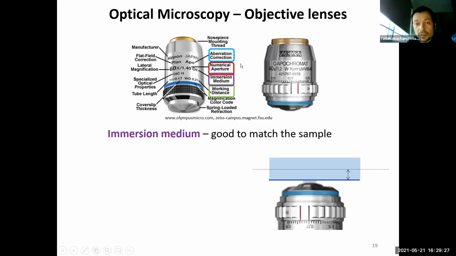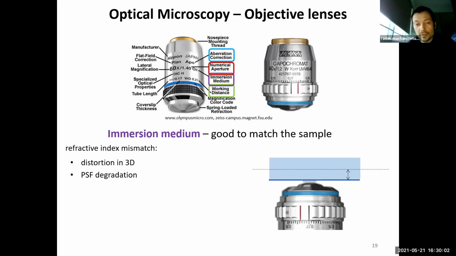Now that we mentioned the immersion medium, that's also written here on the objective. One thing which is good is if the refractive index of the medium matches the sample. Why is it good? It's good especially if I want to do anything like 3D imaging, because the mismatch in refractive index between the immersion medium and the sample will result in distortion in 3D.